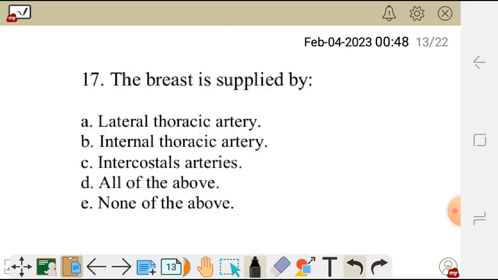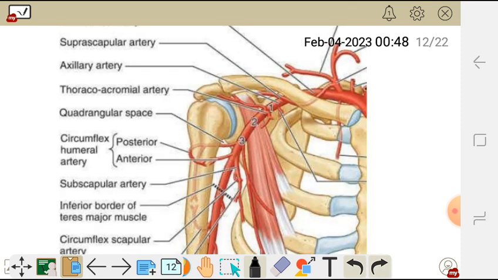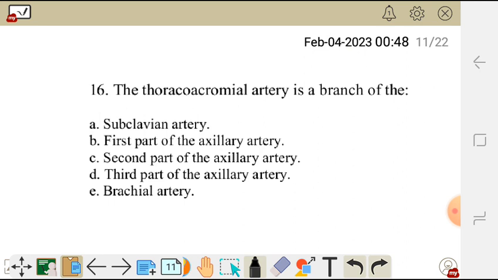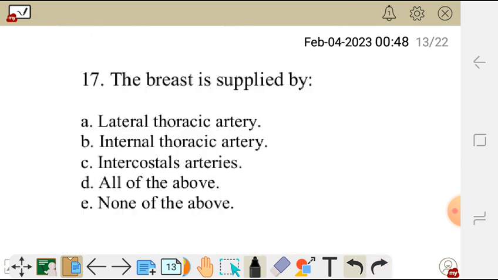So question 16, the correct answer here is C, second part of the axillary artery. Question 17 reads, the breast is supplied by A, the laterothoracic artery, B, internal thoracic artery, C, intercostal arteries, D, all of the above, and E, none of the above. So the correct answer for question 17 is D.